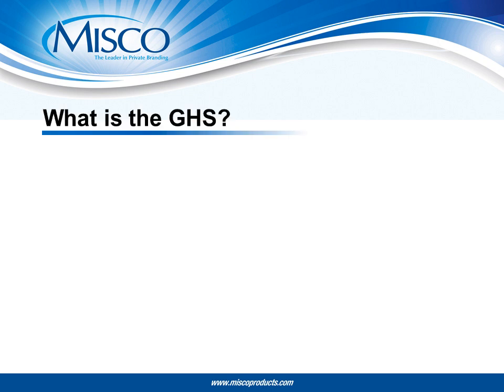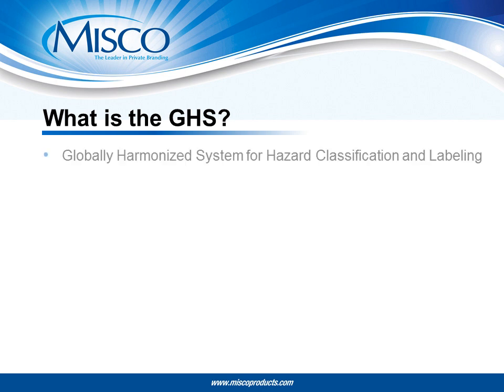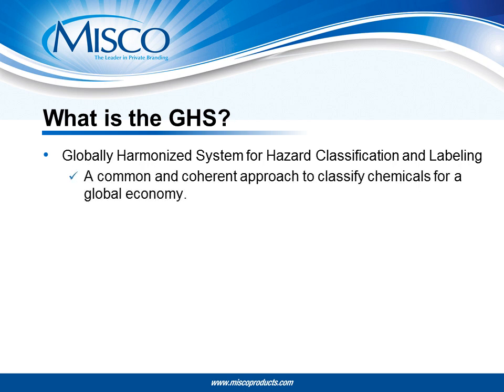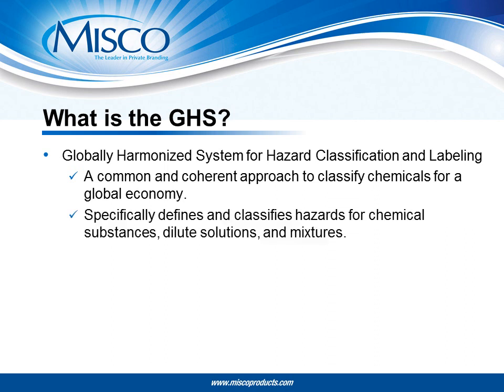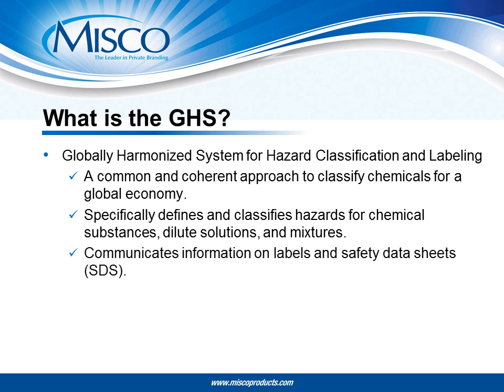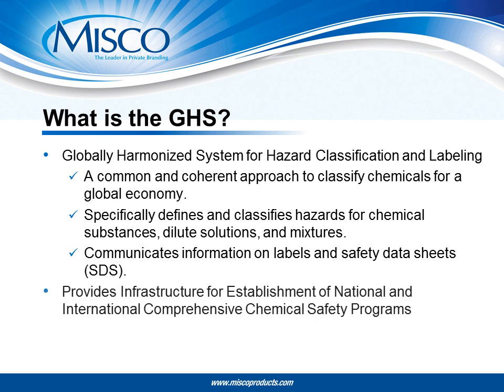So what is GHS? GHS is the Globally Harmonized System for hazard classification and labeling. It's a common and coherent approach to classify chemicals for a global economy. It specifically defines and classifies hazards for chemical substances, dilute solutions, and mixtures, and communicates information on labels and safety data sheets, known as SDSs. It provides infrastructure for establishment of national and international comprehensive chemical safety programs.